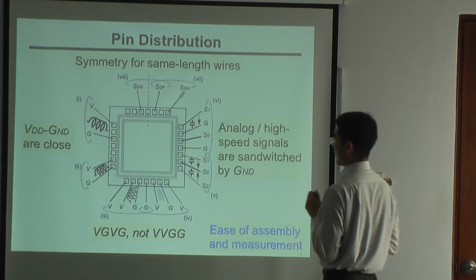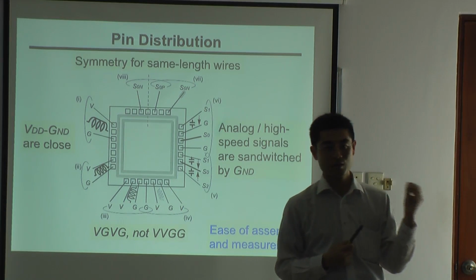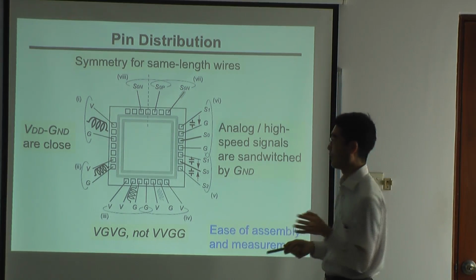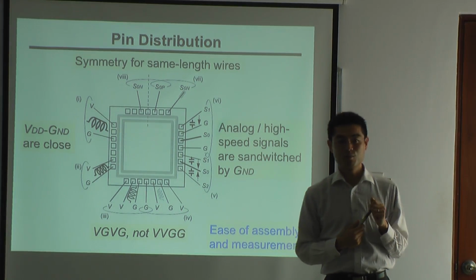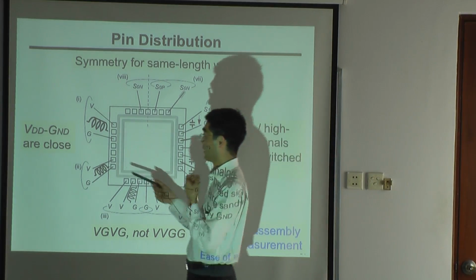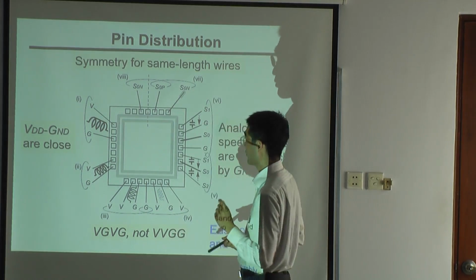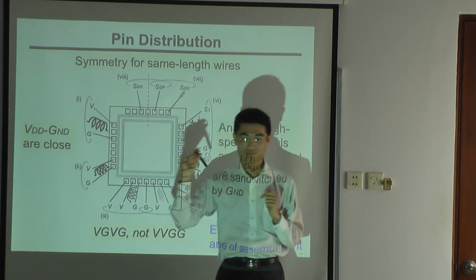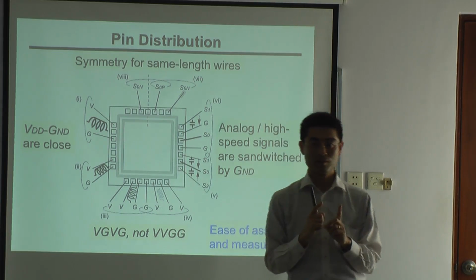And in the design, when we assign pins, which pin should be ground, which pin should be signal, and which one is internal ground, we have to decide. And there are some rules to obey. The first rule is that the VDD and ground lines should be close, because we have inductance on the wire, and we want to reduce the inductance to reduce the noise.